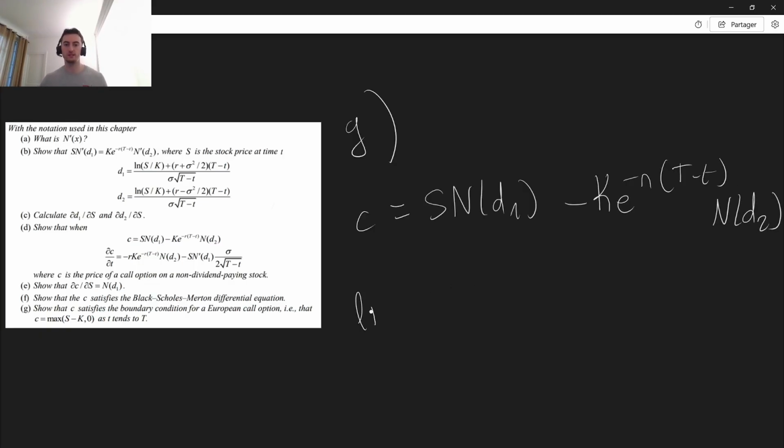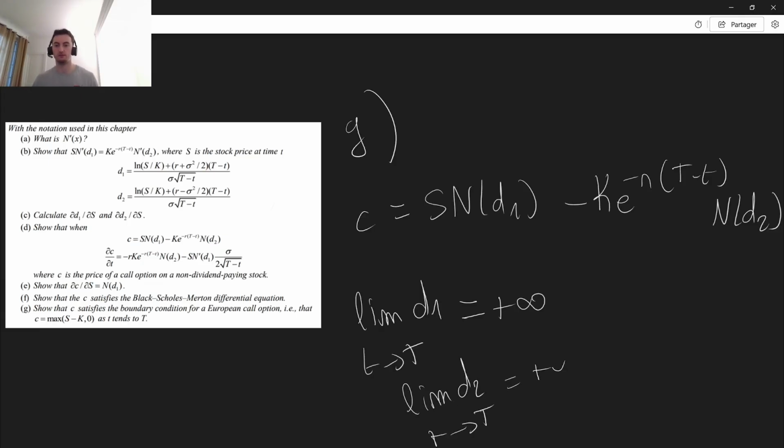So what is the limit of d1 when t tends to big T? Well, I'll let you do this, but based on this formula, the first term, if we divide by sigma, square root of T minus t tends to 0. So if you divide by something that tends to 0, it goes to infinity. And the second term just goes straight to 0. So it goes to plus infinity. And the limit of d2 when t tends to big T is also plus infinity for the same reason.